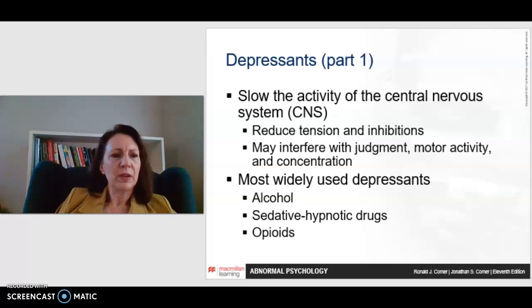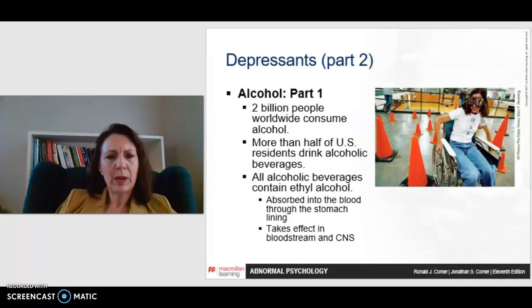The first class of drugs that we're going to talk about is depressants, and these slow the activity of the central nervous system, reducing tension and inhibitions, interfering with judgment, motor activity, and concentration. And the most widely used ones are alcohol, sedative hypnotic drugs, and opioids. So we'll talk first about alcohol.